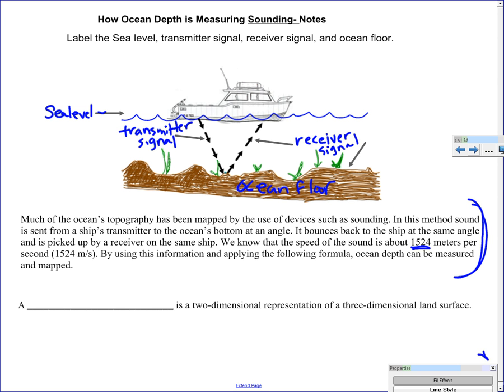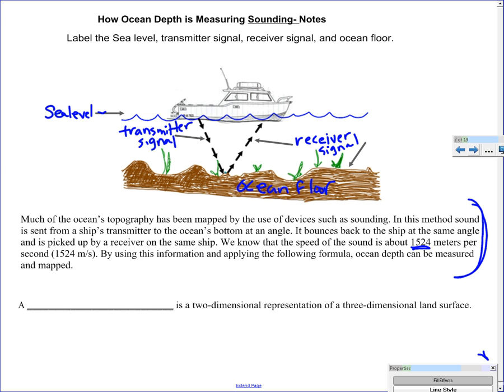This is good for people, marine biologists. How many of you maybe want to be a marine biologist? Okay, that means studying life underwater. This is good for them because they need to know how deep they can go. They need to study where organisms live within the water and things of that nature. So, by using this information, we plug it in the formula and we find out the depth.